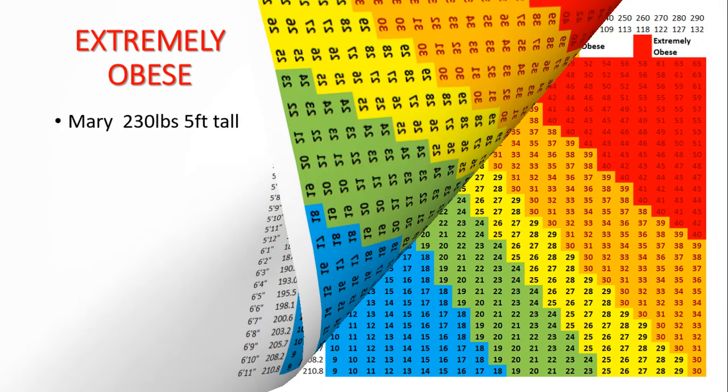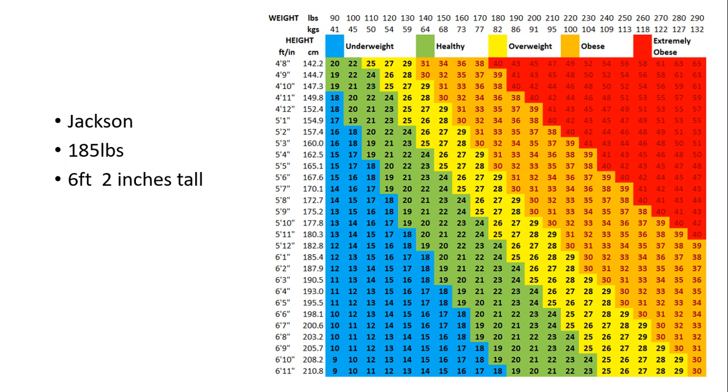Let's look now at Jackson. Jackson is 185 pounds and he is 6 feet 2 inches tall. We find his height, which is 6 feet 2 inches, and then we find his weight. Because it goes up by increments of 10, we just assume that 185 is between 180 and 190. Some BMI charts do have 185 because they go up every 5, but this one goes up every 10. We see that he falls in the healthy weight range, because that's where the arrows meet.